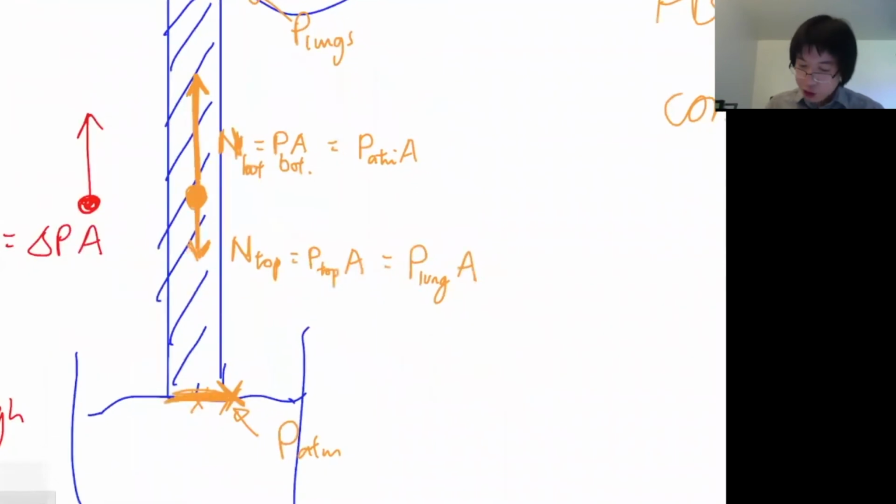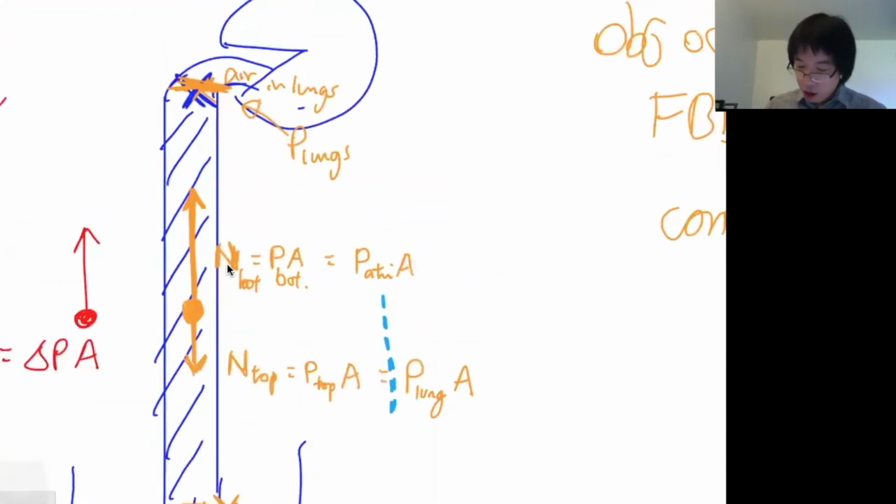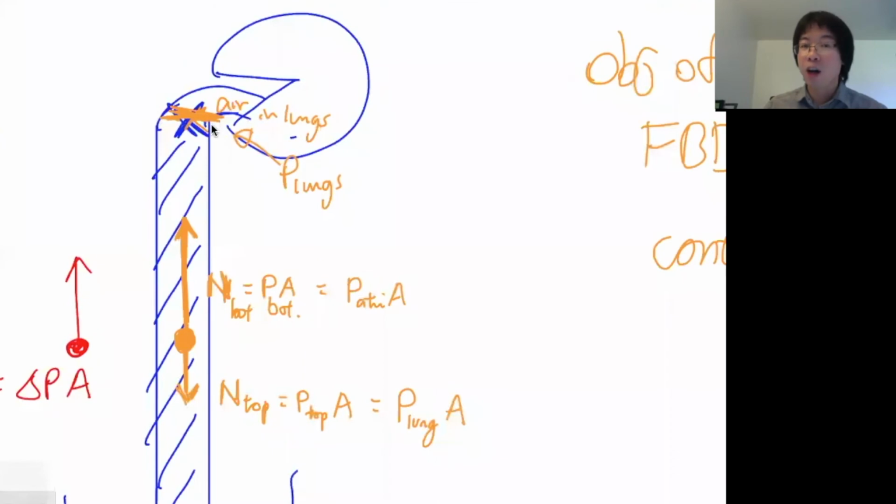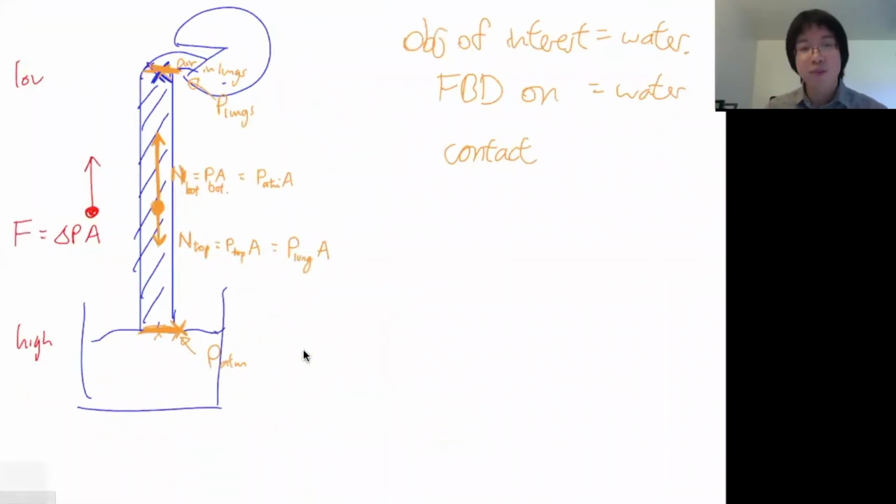Let me take the chance to comment on this. The arrow pointing up is N bottom. The arrow pointing down is N top, not the other way around. It's easy to think this is N top, this is N bottom, because one is on top and one is on the bottom. No, it's the normal force on the fluid from the bottom contact, and this is the normal force on the fluid from the top contact, okay? So it's not intuitive, but once you get used to it, it should be correct every time.